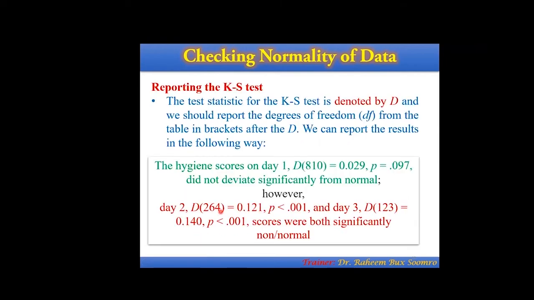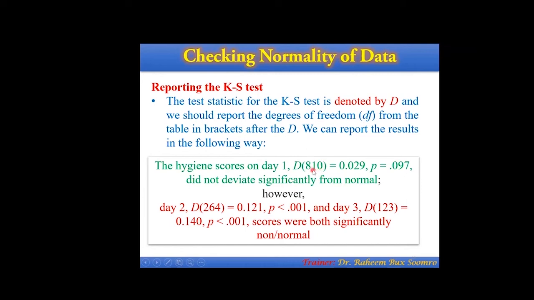Now, a very important thing about the KS test. If you apply this KS test on your data, how do you report the results? It's very simple. First of all, this test is denoted by D, and the degrees of freedom are also there. This is a way through which you can report your result. For example, data hygiene score on day 1, D is for the KS test.